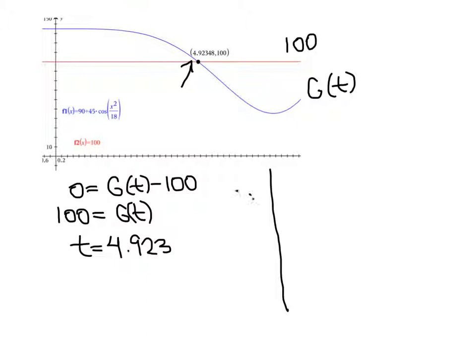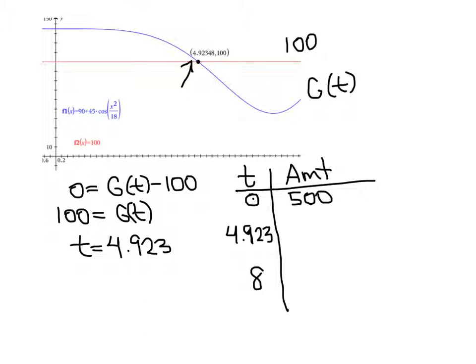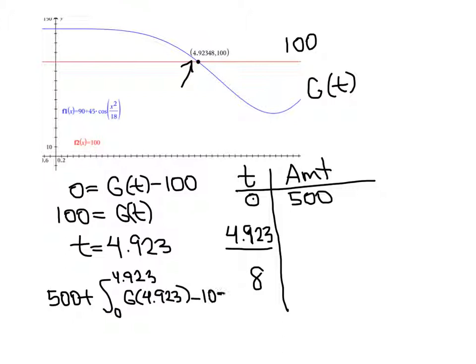Now to find the total amount of gravel, we would look at the endpoints, 0 and 8, and then 4.923. How do we find the amount of gravel at these times? Well, we're told at 0, there's 500 tons of unprocessed gravel. To find it at 4.923, I substitute it back into the equation for the amount of gravel from 0 to 4.923, and I use my calculator: 500 plus the integral of g of t minus 100.